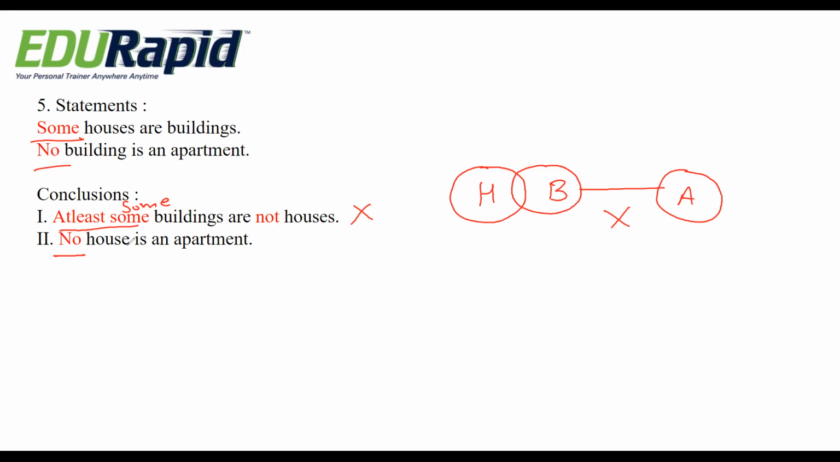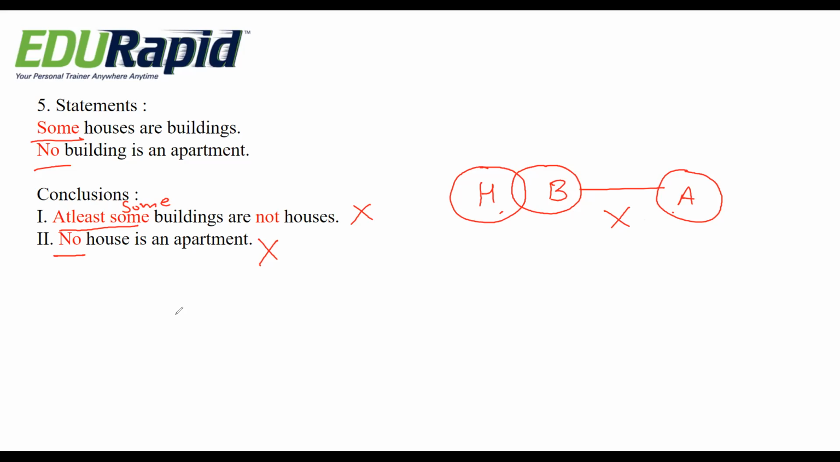Second conclusion, no house is an apartment. This is also wrong because there may be a possibility that some houses can be apartments. Here it is strictly telling no house is an apartment. This does not follow because no building is an apartment. Only building and apartment is not possible. But here there may be a possibility that some house can be an apartment.